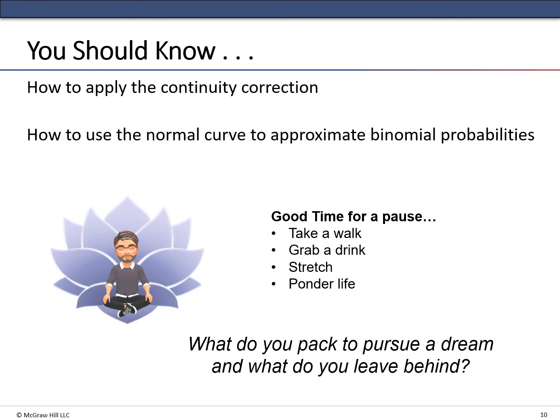So we're halfway through our lecture. We just covered the continuity correction and how to use the normal curve to approximate binomial probabilities.